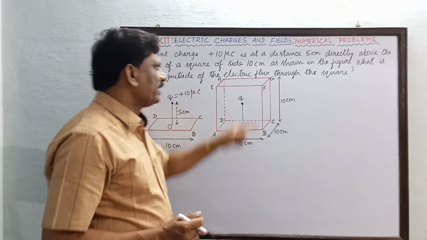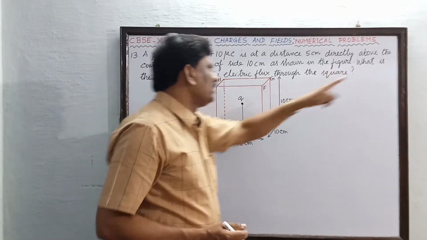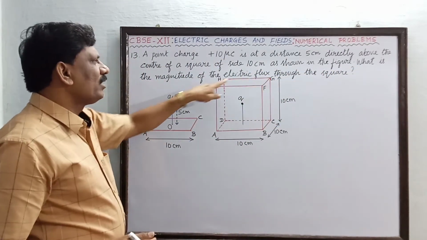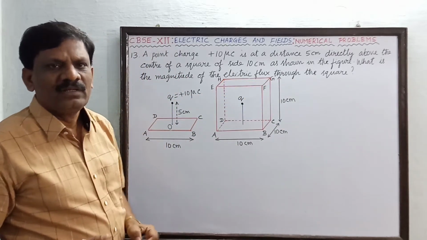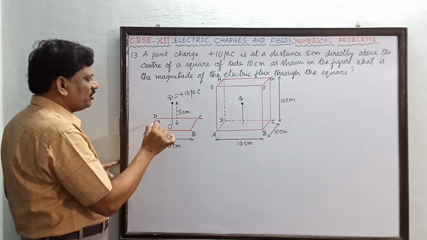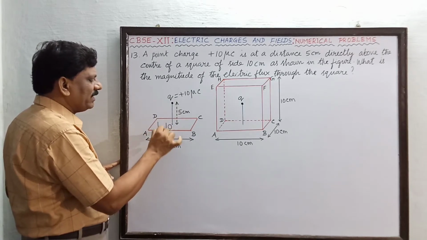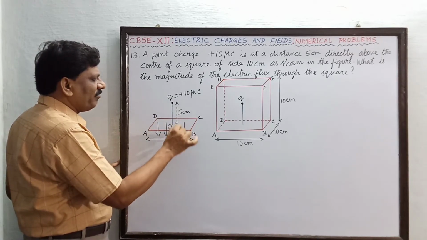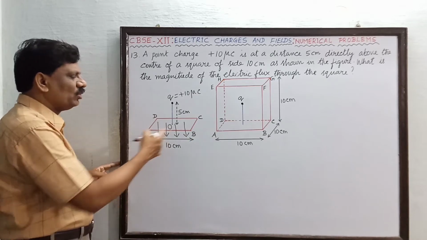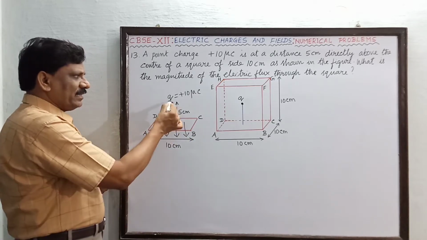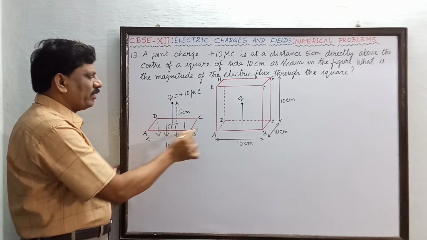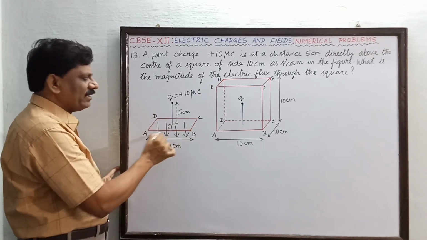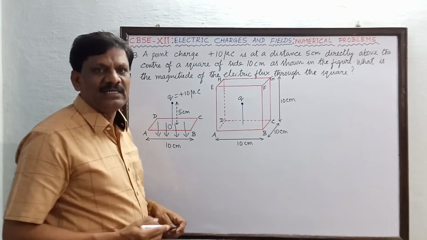So the next part of the problem, what is the magnitude of the electric flux passing through the square? Since the charge is a positive charge, a certain portion of the flux will be passing through the square ABCD. So what is the flux passing through this is the question.